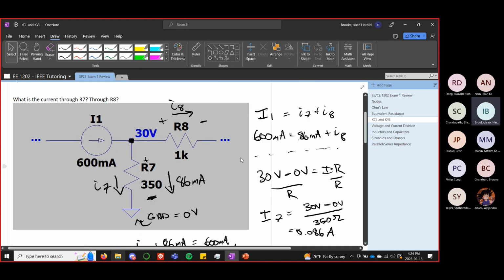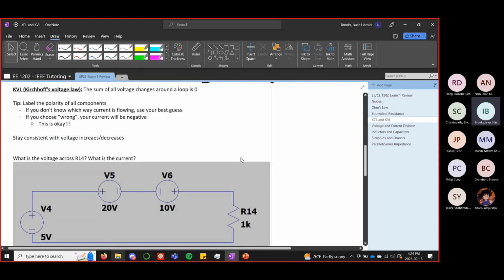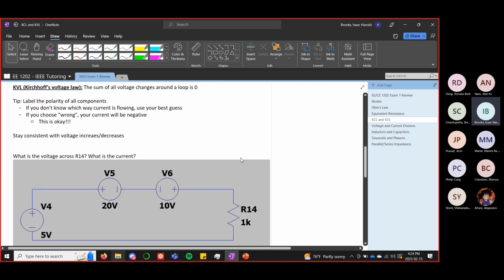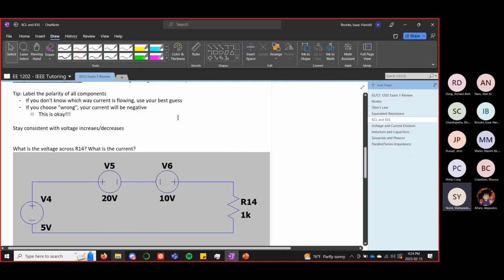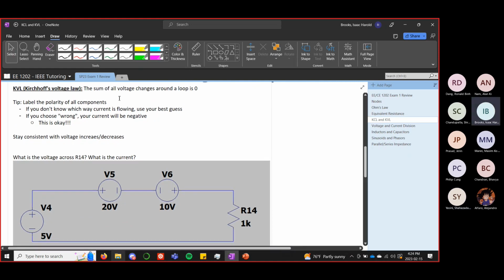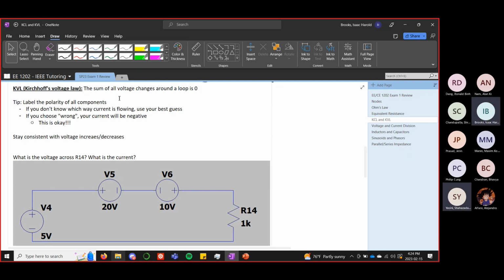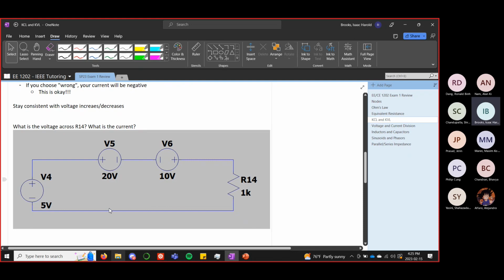KCL, I think, is pretty intuitive. KVL, I think, is a little less intuitive sometimes, and people get confused about the polarity. So we'll talk about this. KVL is the sum of all voltage changes around a loop is zero, which is to say that if you start at a point and you know that point is ground, and then you go up a source, down a resistor, up another source, down a resistance, when you get back to that same point, the voltage has to have gotten back to where you started, because these points are going to have the same voltage.